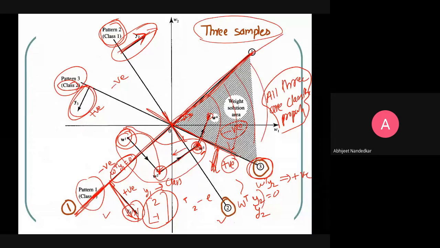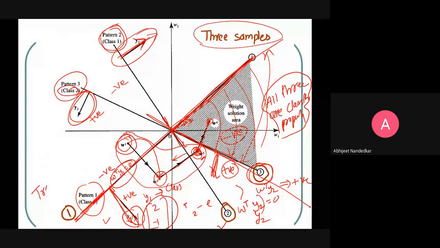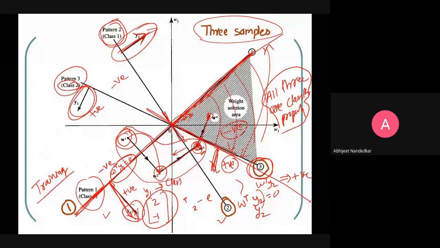There are infinite solutions of this problem within this particular zone. That is what the training of neural network means. This is training of a neuron only, the single neuron training.